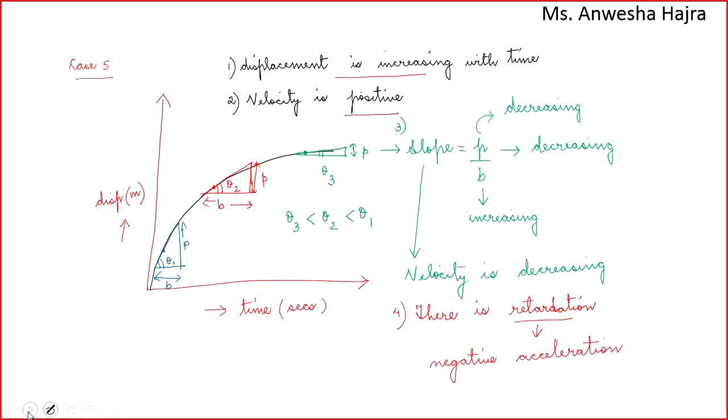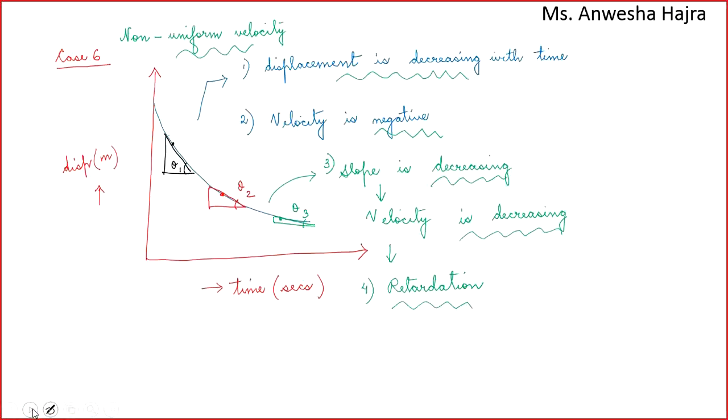This type of graph tells us velocity is increasing with time, so velocity is positive. You can see that the angle is decreasing, slope is decreasing, the base is increasing, the perpendicular is decreasing. So numerator is decreasing, slope is decreasing, velocity is decreasing, so there is retardation. Case 6 was a case of non-uniform velocity again. Displacement was decreasing with time, so velocity was negative. Slope is decreasing, velocity is decreasing, so there is retardation.